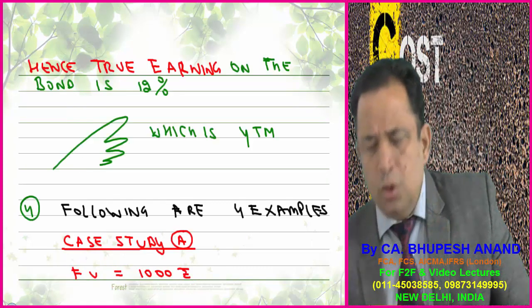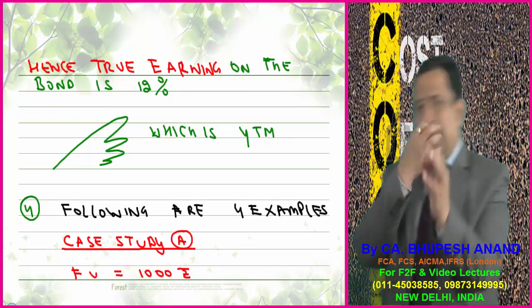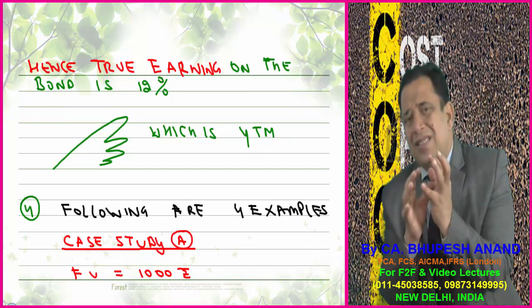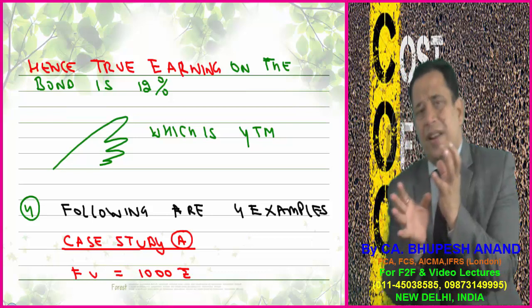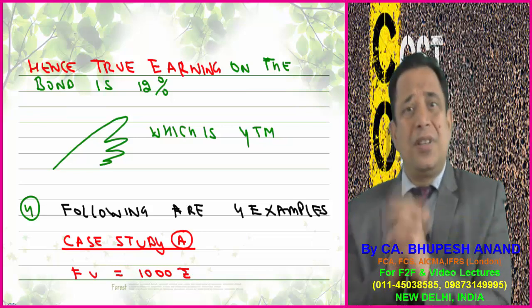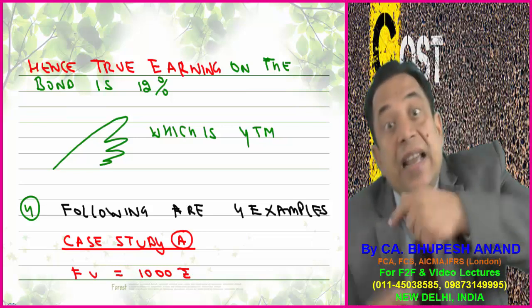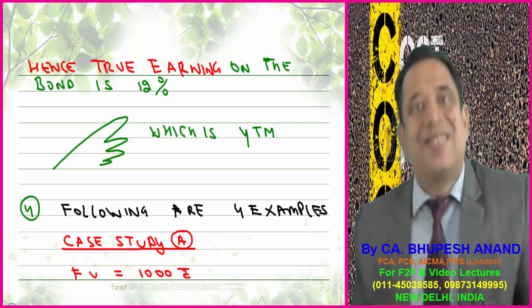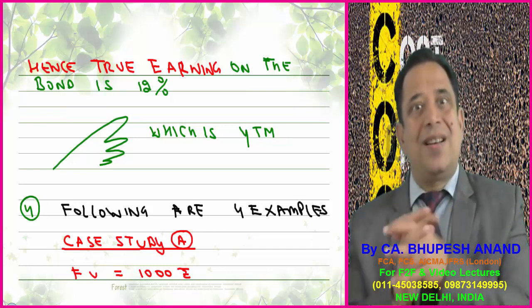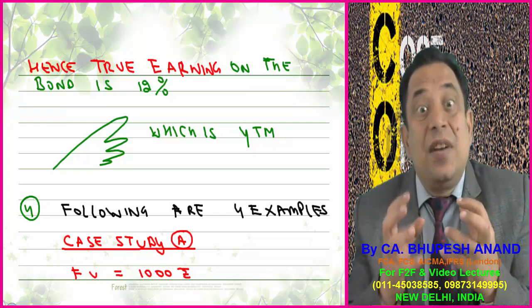What I want to say to you is that the actual earning rate to an investor is not the interest rate. It is not the coupon rate. It is the YTM which the investor is earning. So that again I have discussed with the help of four case studies. It is my humble request to you: please note down these four case studies. This will clear your concept.